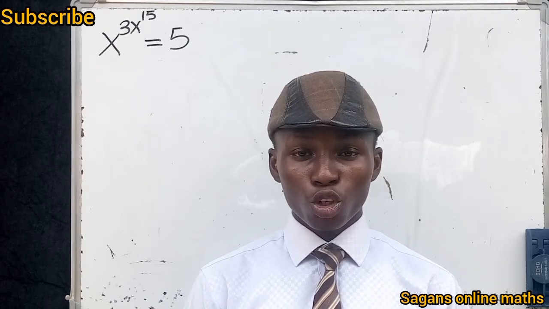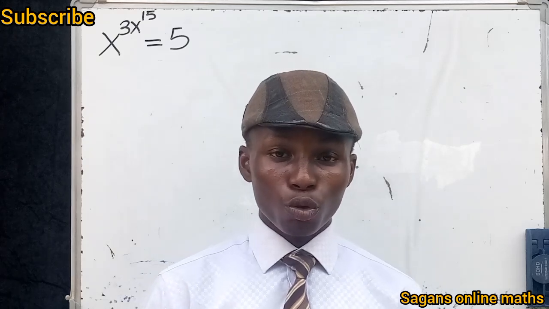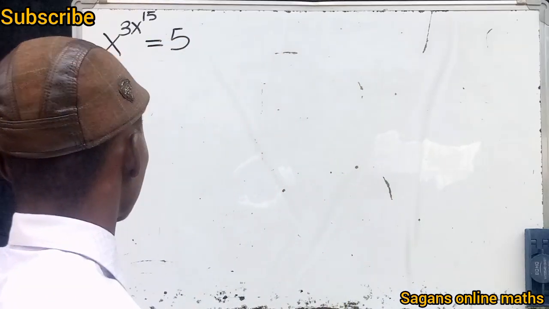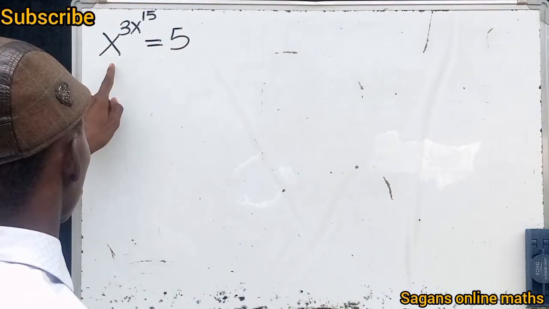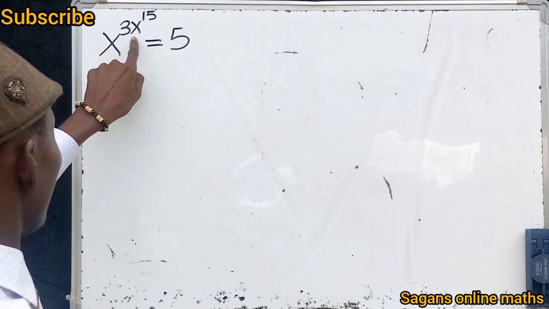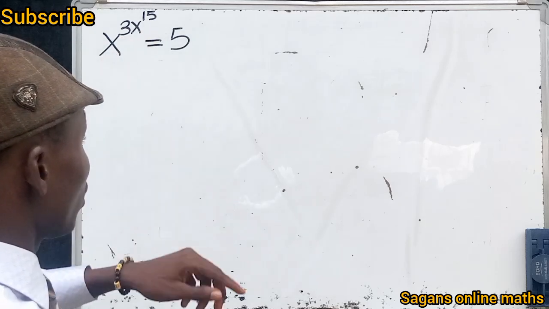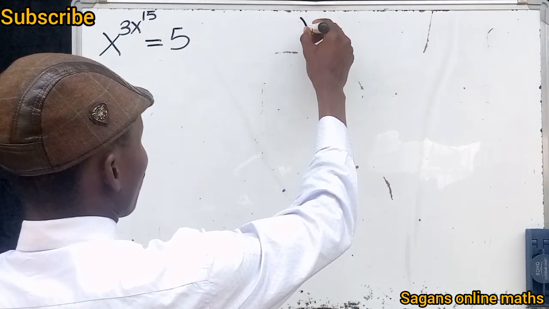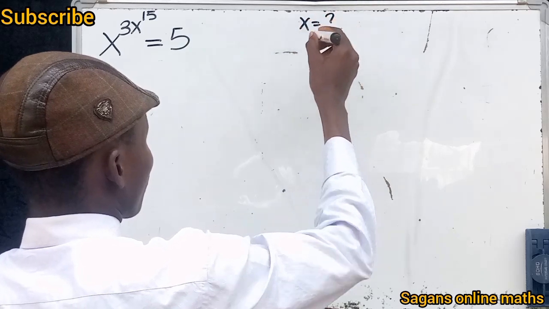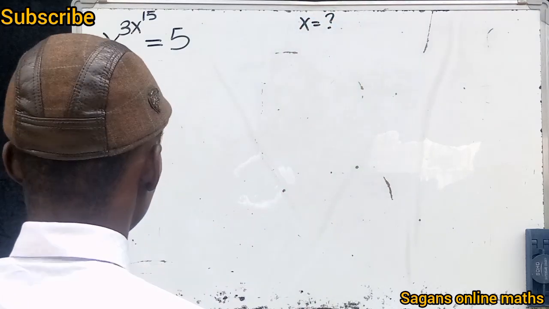Let's solve this simple question on the board. Look at one lovely question we have on the board. Now look at what you are given. We are given that x to the power of 3x to the power of 15 is equal to 5. We are asked to find the value of x. The value of x is equal to what? Okay, now this is very simple.